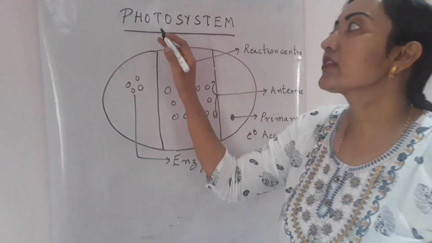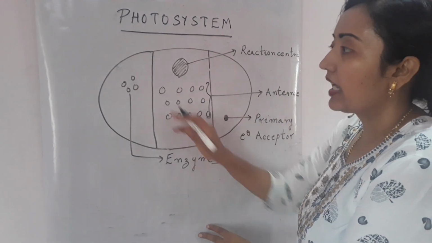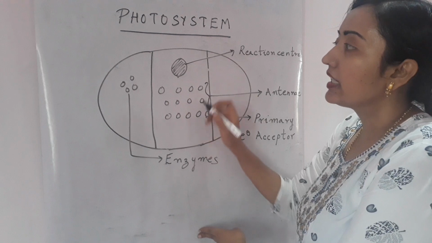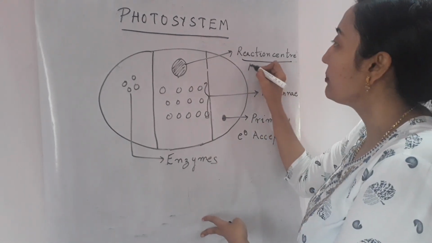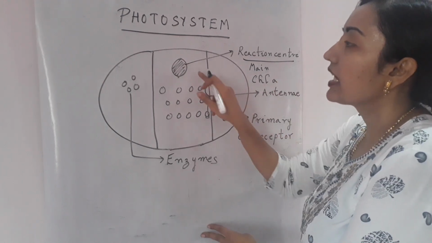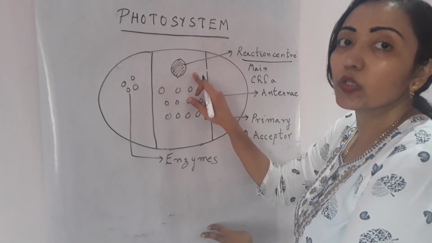Now let us study the structure of a photosystem. A photosystem consists of enzymes. It is made up of the reaction center, which is the main pigment, chlorophyll A.